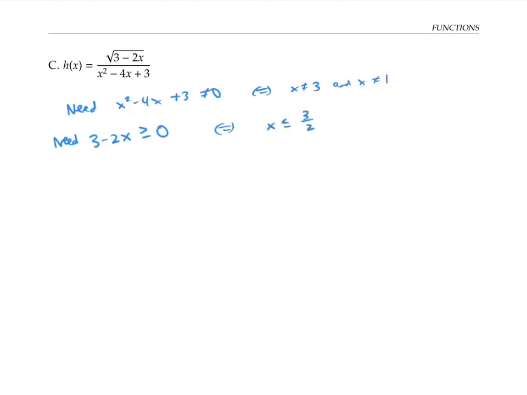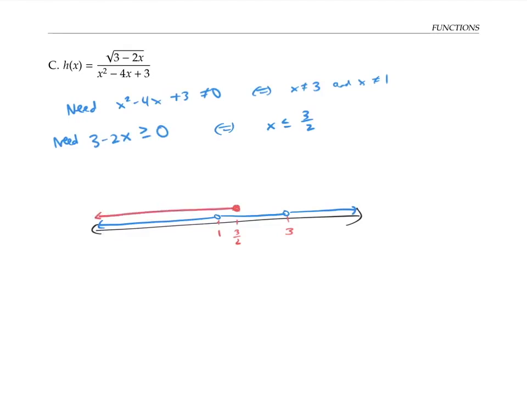Let's draw both of those conditions on the number line. X is not equal to 3 and x is not equal to 1 means we've got everything except those two dug out points. And the other condition, x is less than or equal to 3/2, means we can have 3/2 and everything to the left of it.